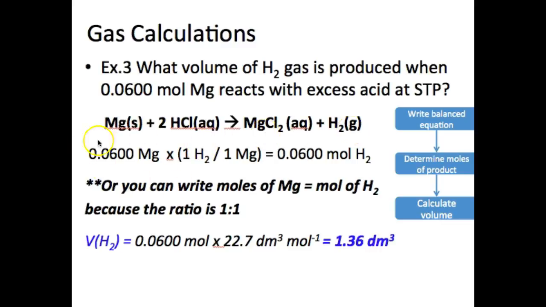We start with our moles of magnesium. We do a mole ratio to try to figure out how much hydrogen would be produced here. So we have 1 mole of hydrogen, because our coefficient is 1. We have 1 mole of magnesium, so we get 0.6 moles of hydrogen.